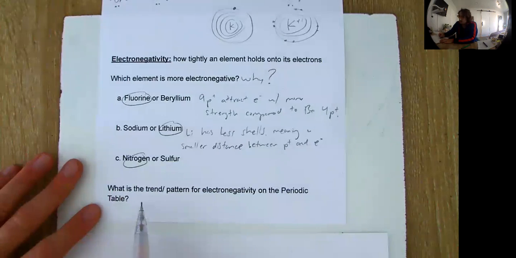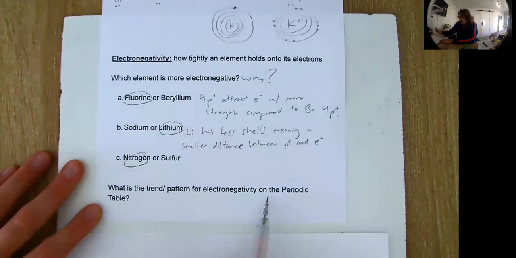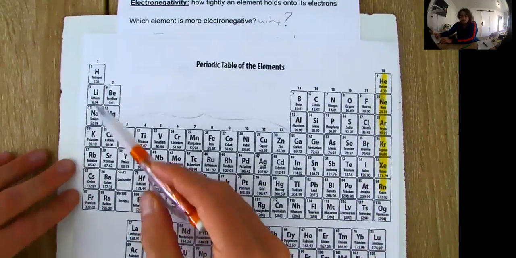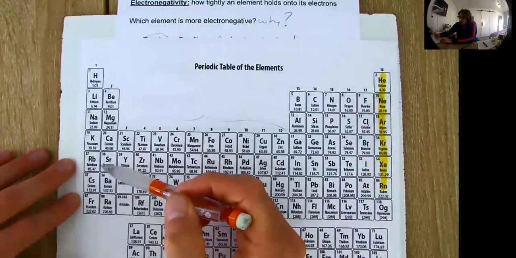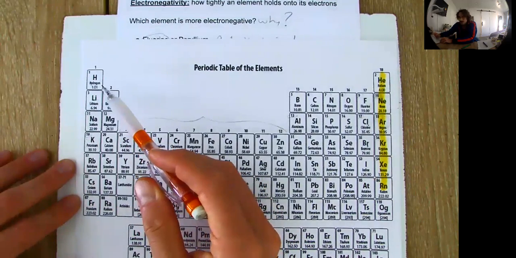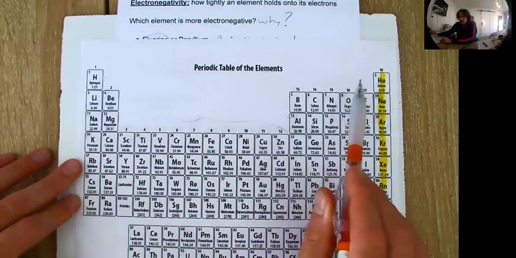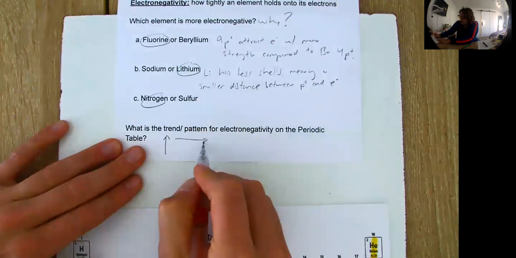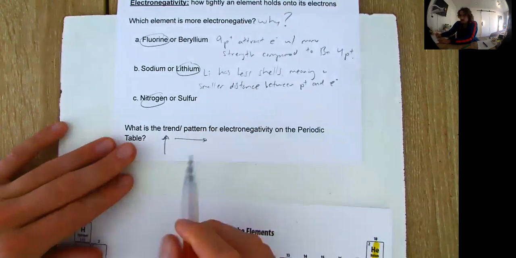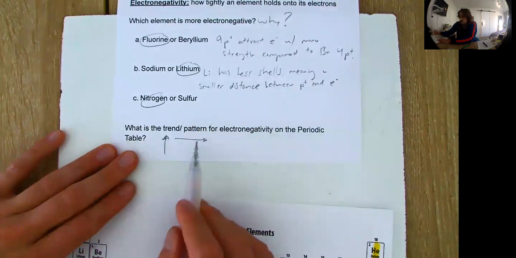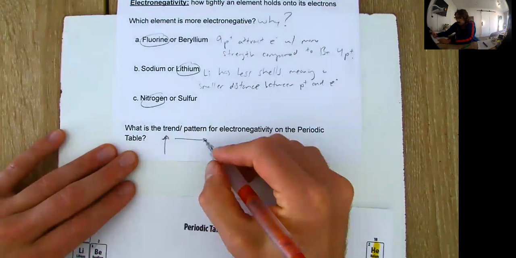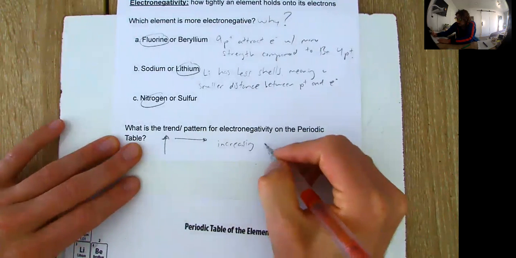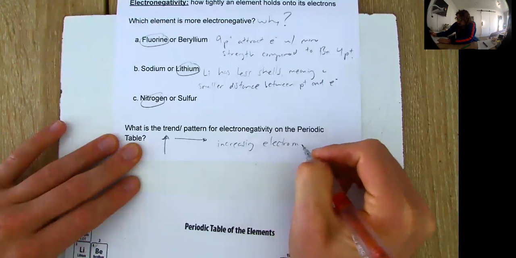Okay, so the question here is, what is the trend or pattern for electronegativity on the periodic table? Well, on the periodic table, the smaller the atoms are, the more electronegative. So as you go up, it's more electronegative, and as you go across within each row, it's more electronegative. So you can think about it like this. The trends on the periodic table is if you go up, it's more electronegative, and if you go right within each row, it's more electronegative. So we could say that this is increasing in electronegativity.